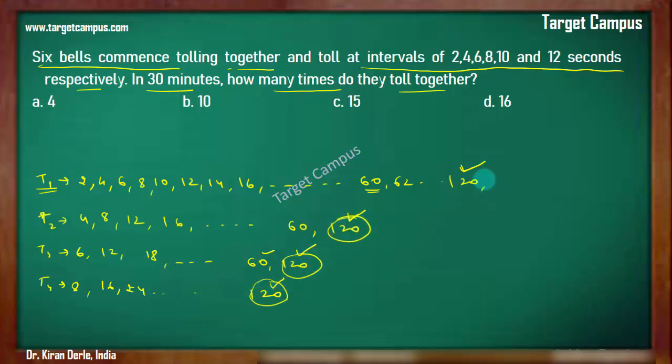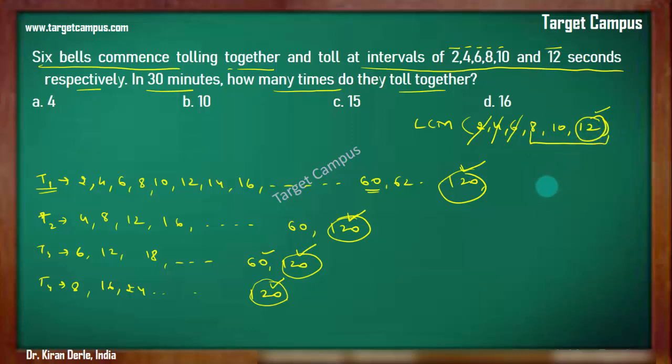Why 120? Because 120 is the LCM of these timings, the LCM of the time taken by the bells, LCM of 2, 4, 6, 8, 10 and 12. Now if we are finding the LCM, the larger number is 12. 2 is a factor of 12, so all the multiples of 12 will definitely be multiples of 2, so we don't have to consider 2. Again 4 is a factor, so no need to consider 4. Again 6 is also a factor of 12, no need to consider that also.